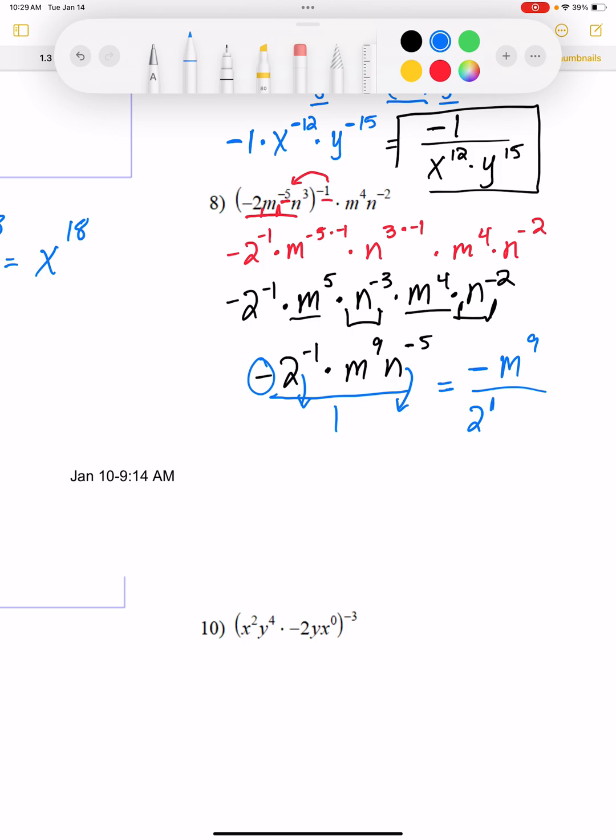And 2 to the positive first is just 2. You can just say 2. And then n to the 5th. So this would be your final answer. You don't necessarily have to write it like that. You could say negative m to the 9th over 2n to the 5th, like that. Either way, it's the same thing.